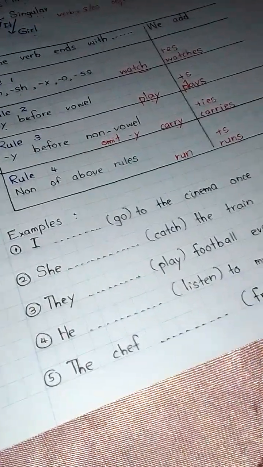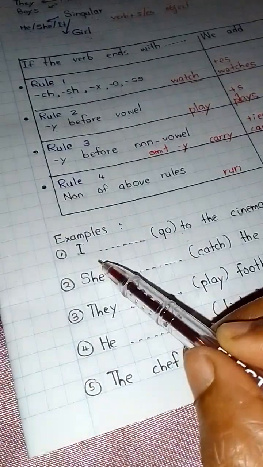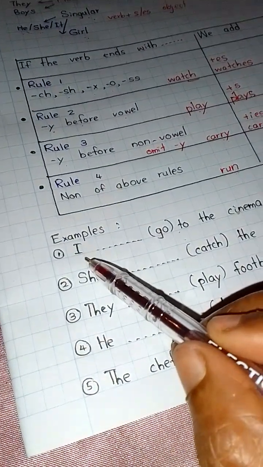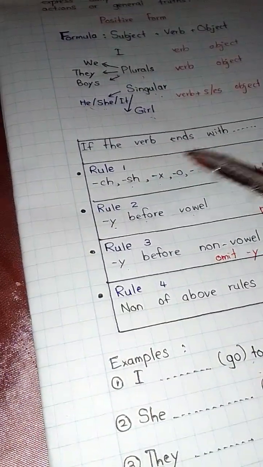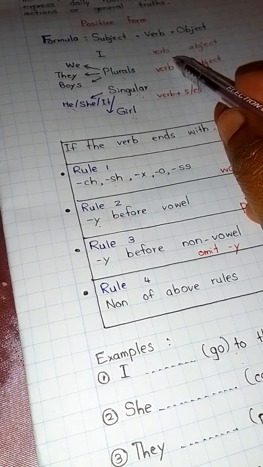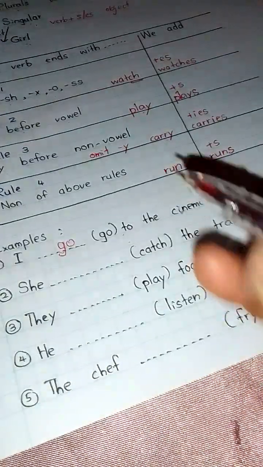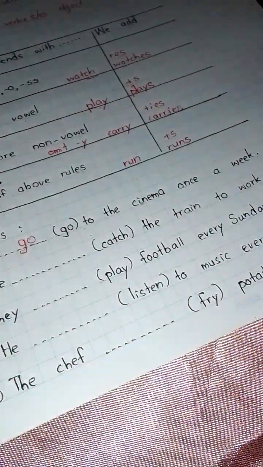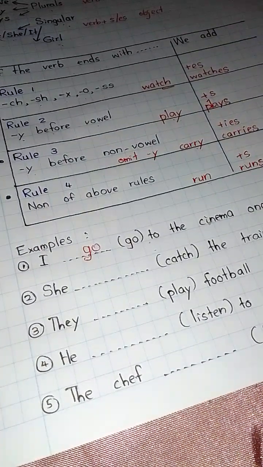You should use the correct form of the verb within brackets. First one is, the subject is I. If the subject is I, we simply use the base form of the verb. Then the answer should be go. I go to the cinema once a week. Right.